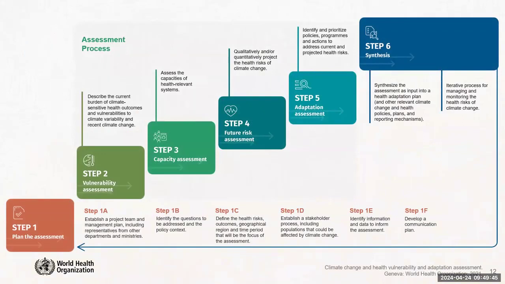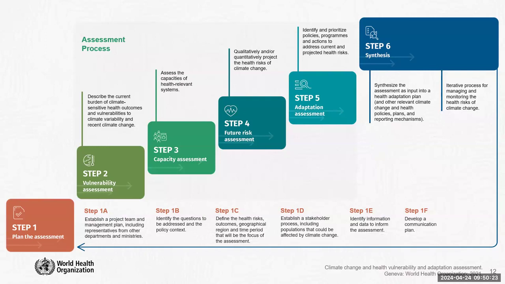So here what we have in front of you is the 6 steps of conducting a full V&A assessment. So we're going to look in detail at step 1, which is the planning, where we get started, where we set up the base of everything we're going to be doing. Then on step 2, we get into more specific detail on how you run a vulnerability assessment. In step 3, how you would assess the capacity of the system in front of climate change.